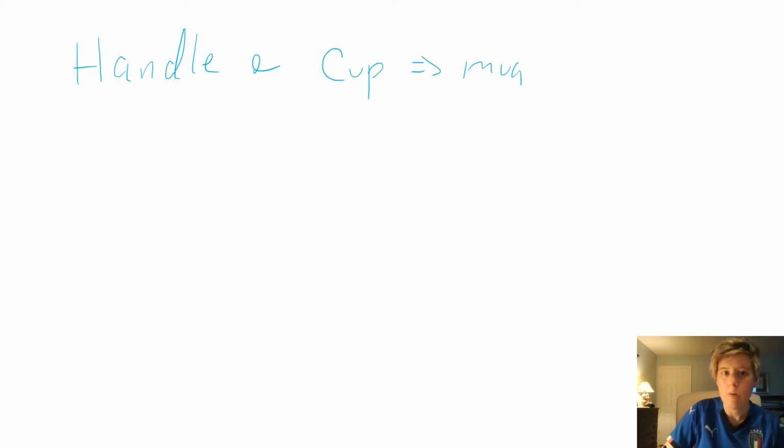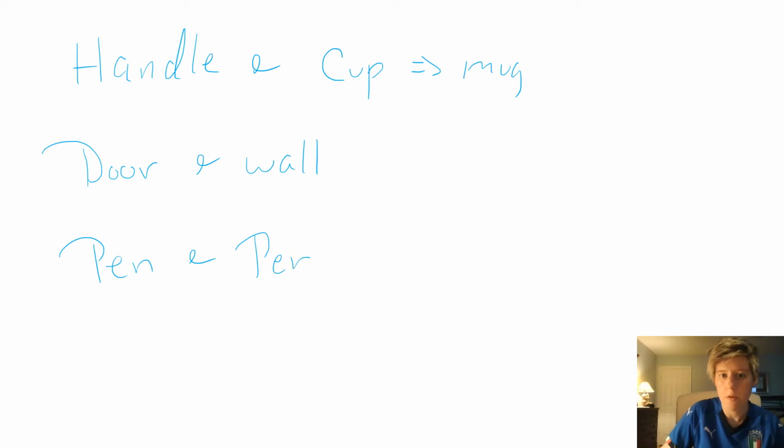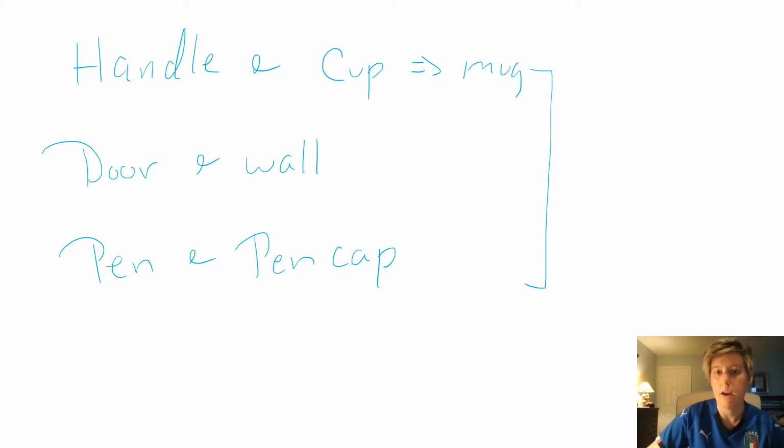In this series of videos, we're going to be looking at the link between a handle and a cup in a mug. We're also going to be looking at the links between a door and a wall. And then we're also going to be analyzing the link between a pen and a pen cap. Now, when we're analyzing a link, the key thing is we need to look at the four criteria.